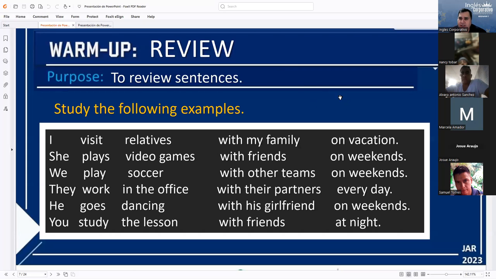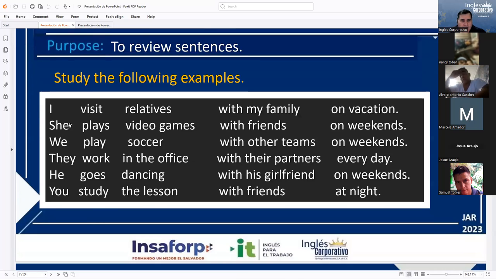Let's see, check this example. Study the following examples. I visit relatives with my family on vacation. She plays video games with friends on weekends. We play soccer with other teams on weekends. They work in the office with their partners every day. He goes dancing with his girlfriend on weekends. You study the lesson with friends at night.